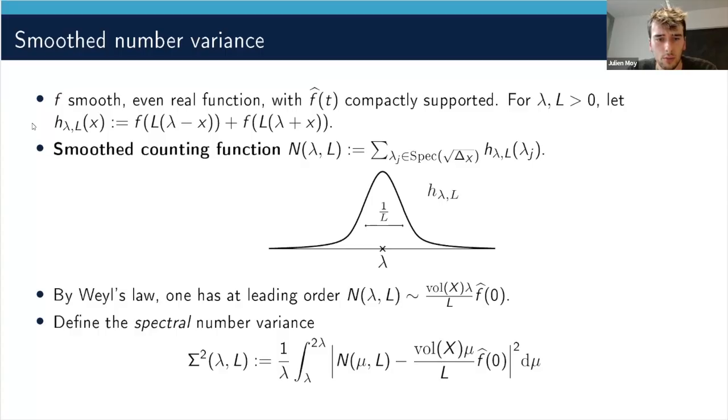Actually, we don't know many things about this number variance, but there is a heuristic argument in the physics literature, due to Michael Berry, that allows us to perform some computations at a very heuristic level and try to guess what it may look like.